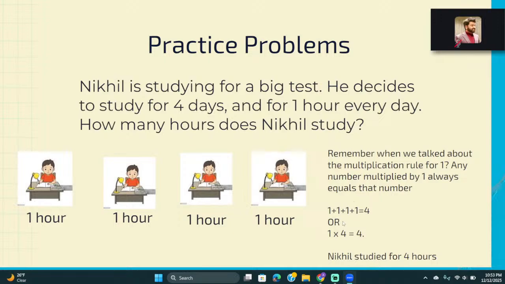So we can just use 1 plus 1 plus 1 plus 1 is equal to 4. Nikhil studied for 4 hours.